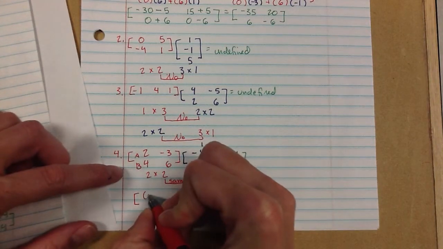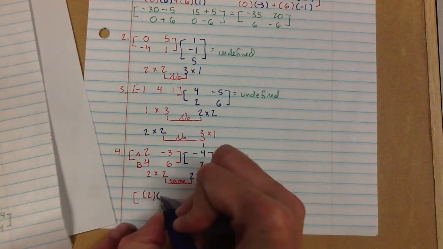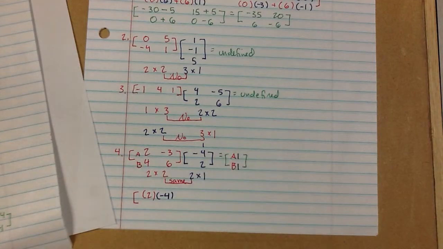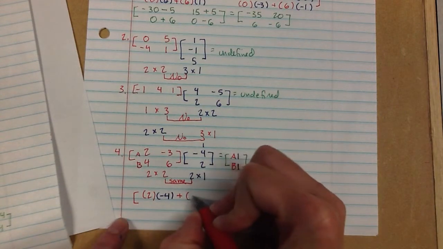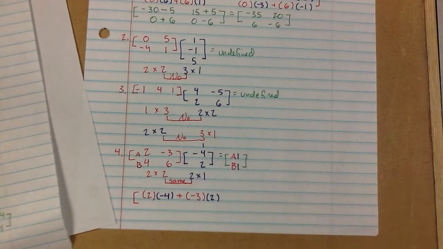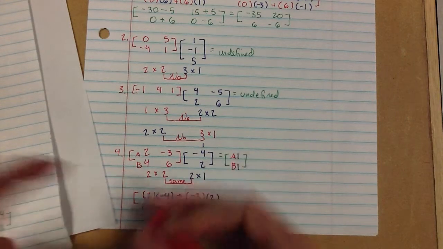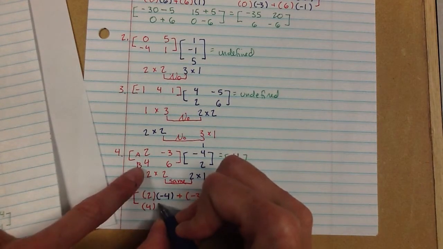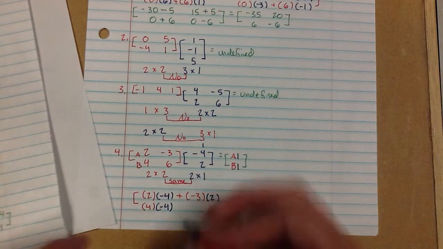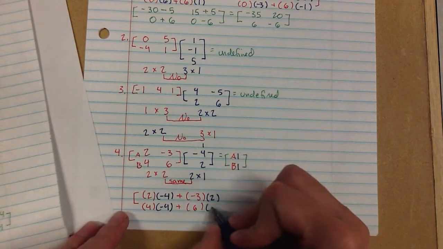So I have 2 times -4 plus -3 times 2. Okay? Then on the bottom, I have 4 times -4 plus 6 times 2.